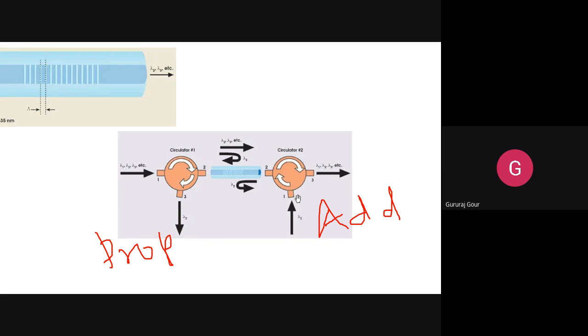Here it was added, not affected much by the reflection from the fiber grating filter and going out as it is. So you are adding lambda 2 here and dropping lambda 2 here. This is how the add drop multiplexer is going to work, with the help of two 3-port optical circulators and one fiber grating filter.